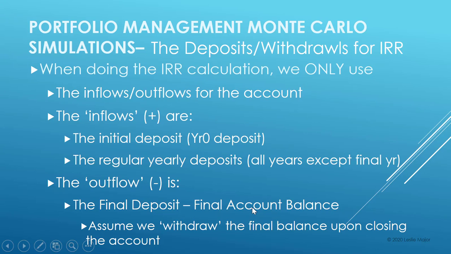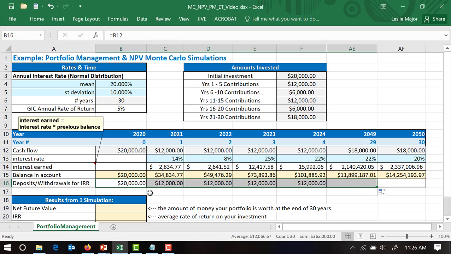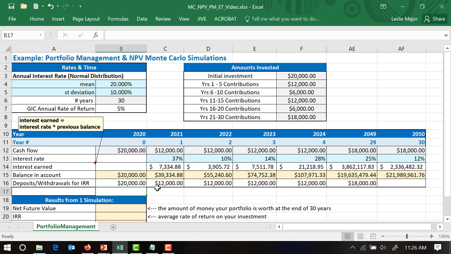Let's go have a look at that. So that guy right here is going to be special. We're going to deal with that in one sec. Let's go get our initial first 30 cash flows. So every year, to get our deposits or withdrawals, we're just going to take the amount we deposited, and that's going to be that IRR cash flow.